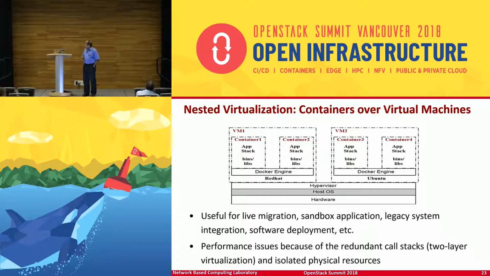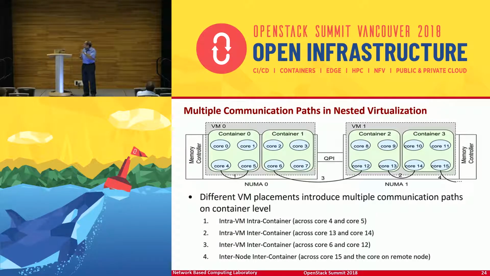So now if you take a look at this, instead of one layer, we are introducing multiple layers of communication. The next slide illustrates that much more clearly. Here this is a VM, then we have container 0, container 1, and this is VM 0, then VM 1. There are multiple communication paths.